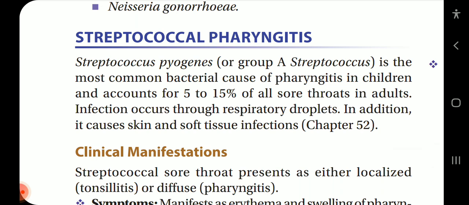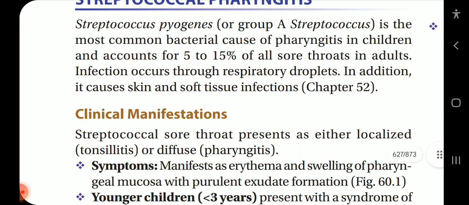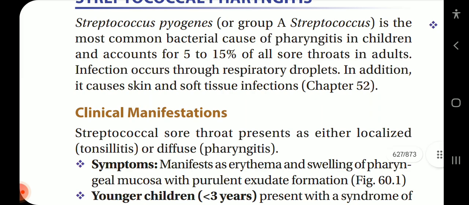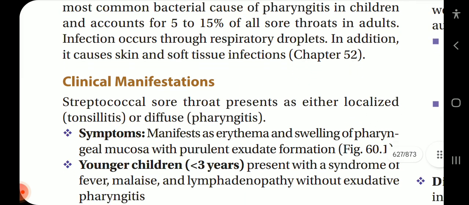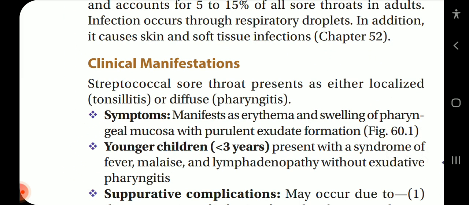Streptococcus pyogenes or group A streptococcus is the most common bacterial cause of pharyngitis in children and accounts for 5 to 15% of all sore throats in adults. Infection occurs through respiratory droplets. In addition, it causes skin and soft tissue infection.